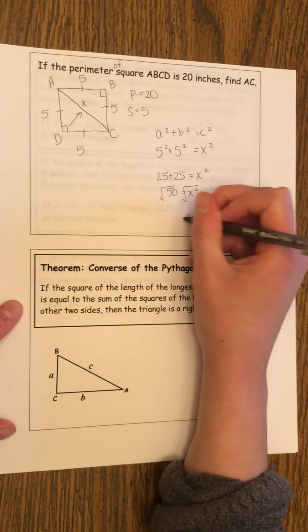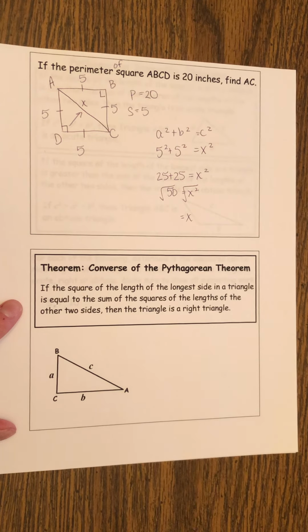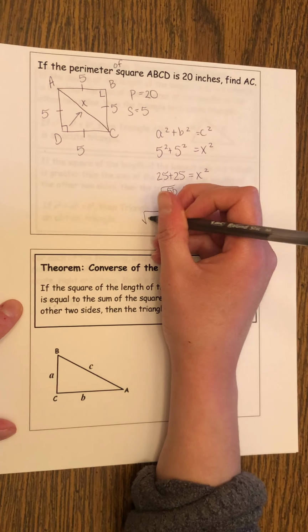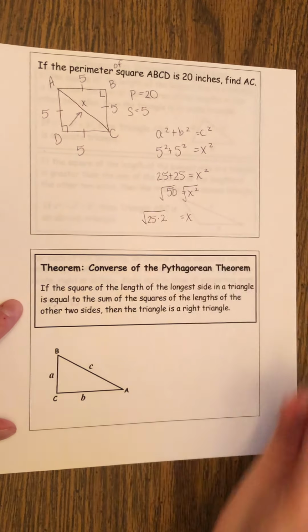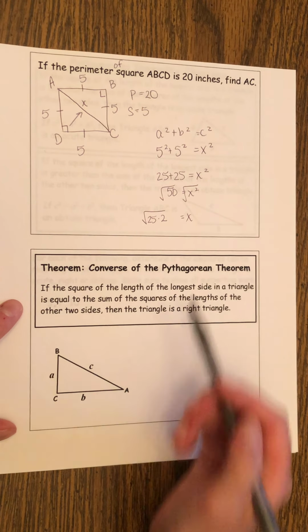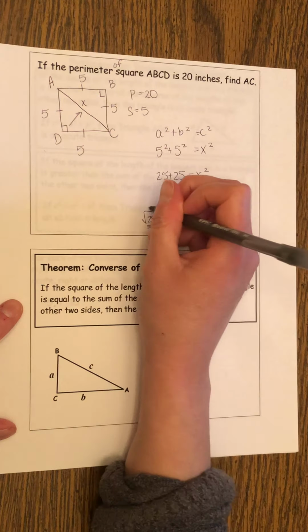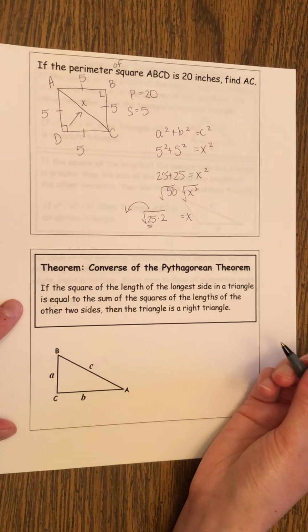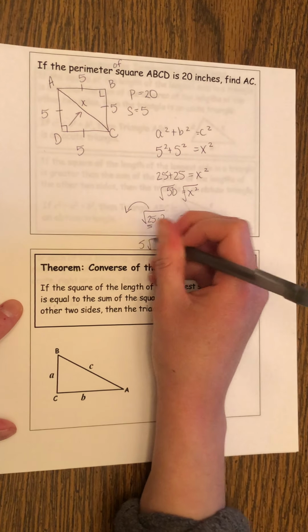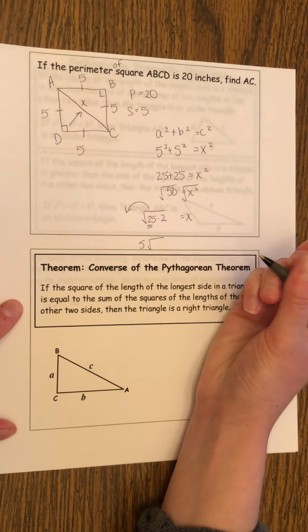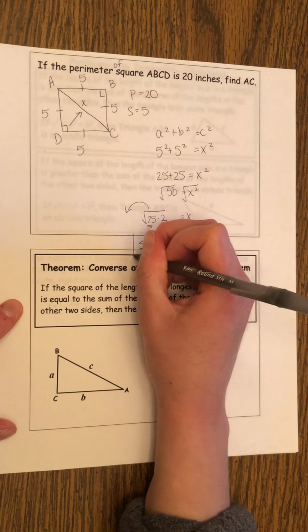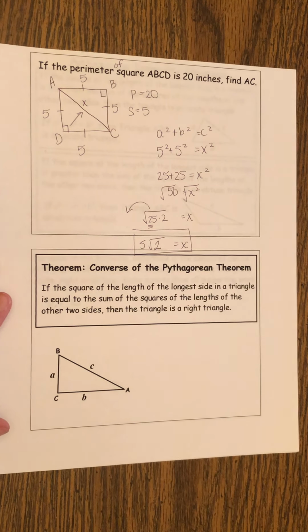I do want you to put these answers in simplest radical form. So the square root of 50 can be broken down to 25 times 2, 25 being the perfect square. So if I take the 25 out of the radical, I'd want to actually take the square root of it. So I'm bringing the 5 out, but I'm leaving 2 under the radical. So AC's length would be 5 times the square root of 2.